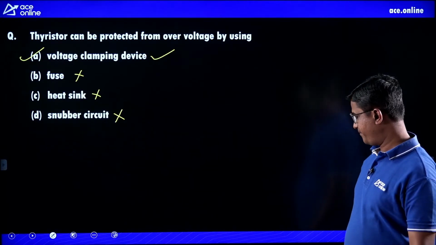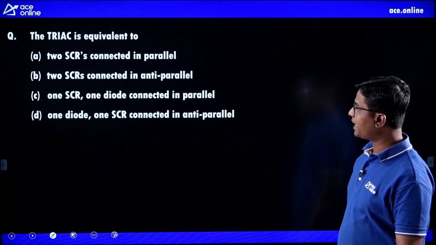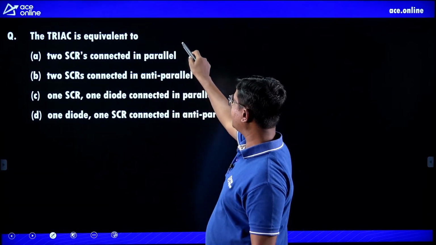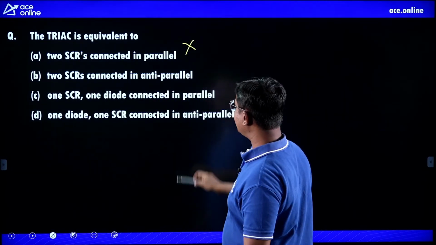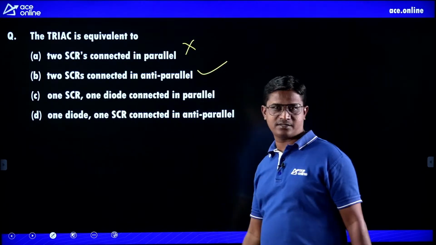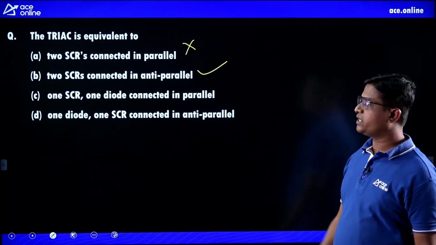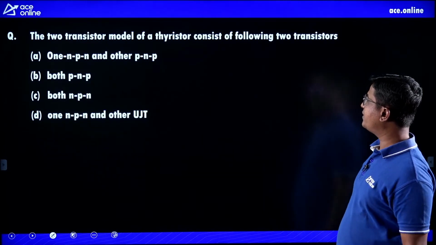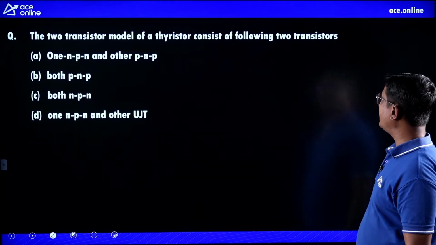Next, the triac is equivalent to, we discussed, 2 SCRs connected in parallel, no. 2 SCRs connected in anti-parallel, yes. Triac is equivalent to 2 SCRs connected in anti-parallel. Next: the 2 transistor model of a thyristor consists of the following 2 transistors.